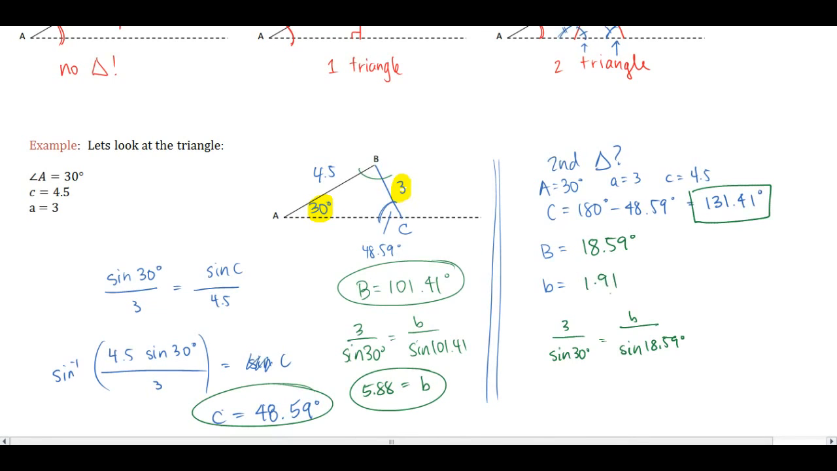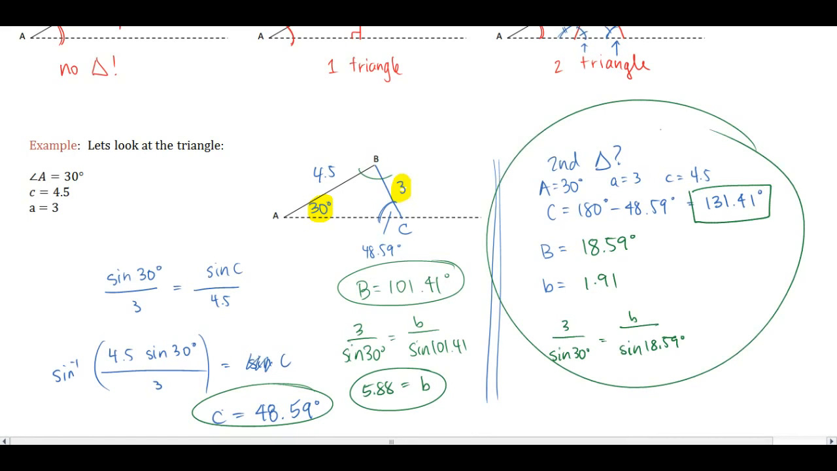1.91, which makes sense. It's the smallest angle. It's got the smallest side. The largest angle, C, had the largest side on triangle 2. On triangle 1, all that stuff's true, except for it's a little different. Largest side was B with the largest angle, and smallest was definitely A, I believe. Yeah, A with the smallest side.